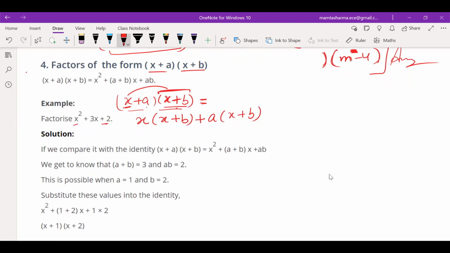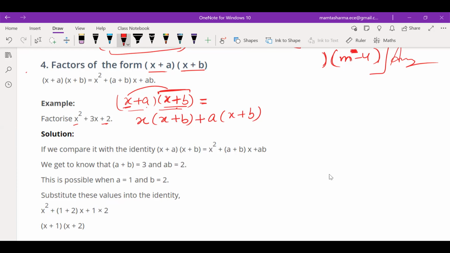Ma'am, if the first term and the last term are perfect squares, we can apply the a square plus 2ab plus b square identity. Yes. And if there is a minus in the middle term, then you have to apply the a minus b square identity. If all the terms are plus, then apply a plus b square. If the middle term is minus, then apply a minus b square.